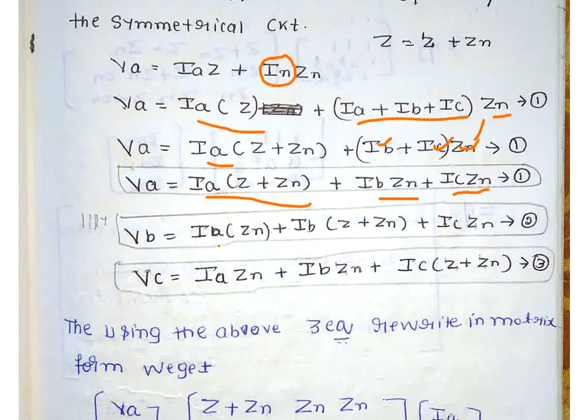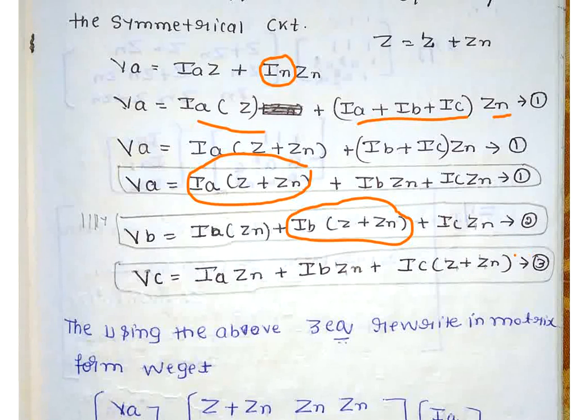So here, VB equals IA Zn plus IB (Z plus Zn) plus IC Zn. Similarly for VC, it is IA into Zn plus IB into Zn plus IC (Z plus Zn). Here you can see the only change is in this part. For phase A, you will get IA (Z plus Zn). For phase B, you will get IB (Z plus Zn). For phase C, IC (Z plus Zn).